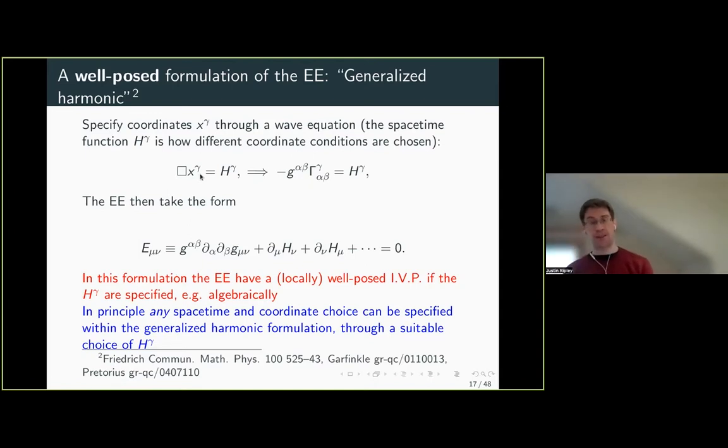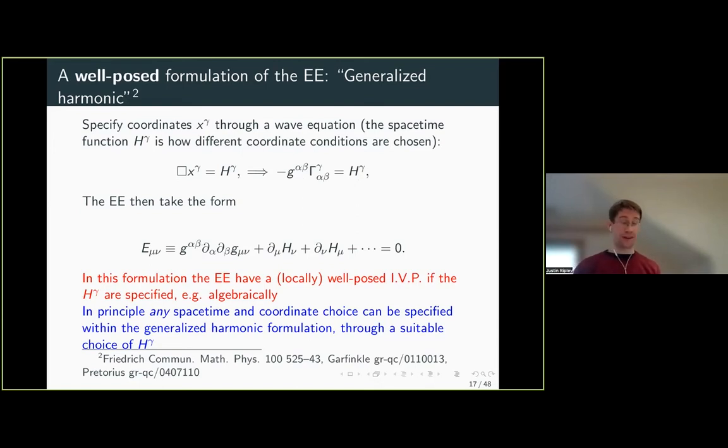If you were to actually expand this out, you say, okay, let's specify the trace of the Christoffel symbols, this quantity here, equals some function. Then if you plug this into the Einstein equations, they look more like this, where now the metric has a wave equation. And this does have a well-posed initial value problem.